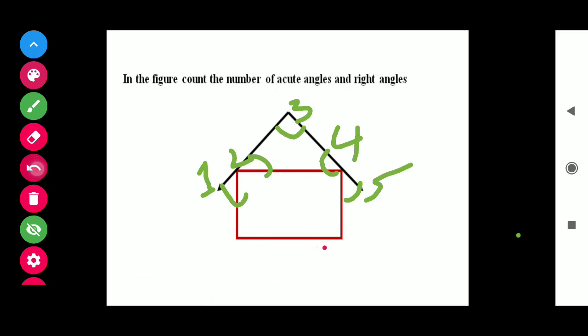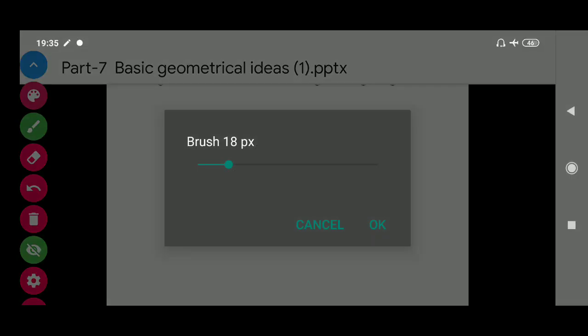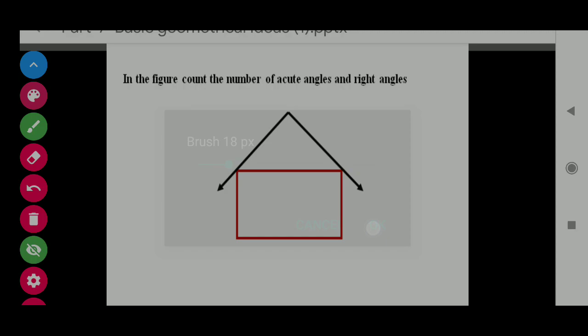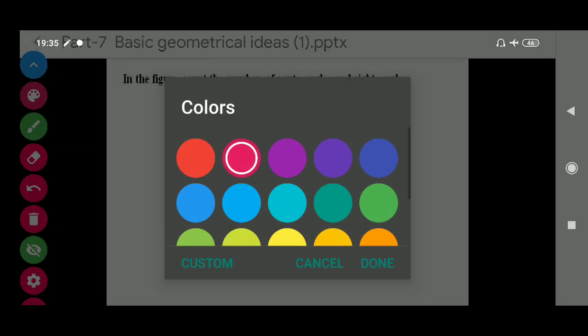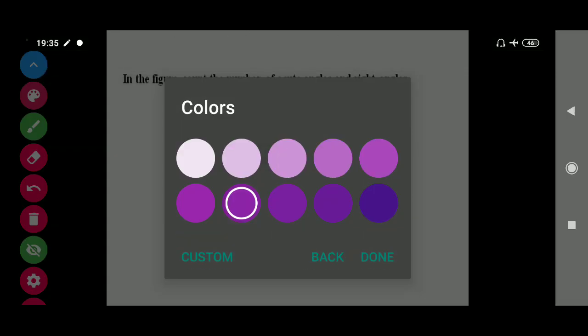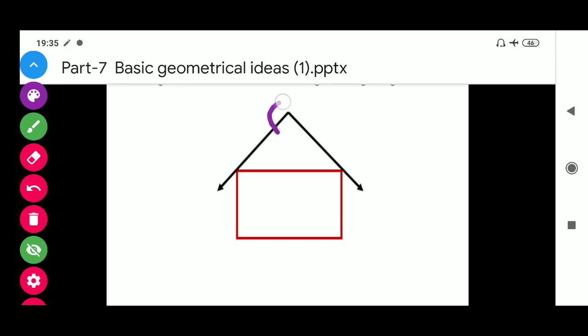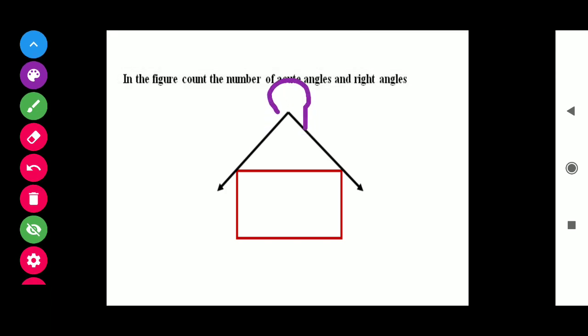Now you have to decide which angle is this which I am going to show you. You have to tell me which angle is this. You have to tell me about this angle also. And you have to decide which angle is this.